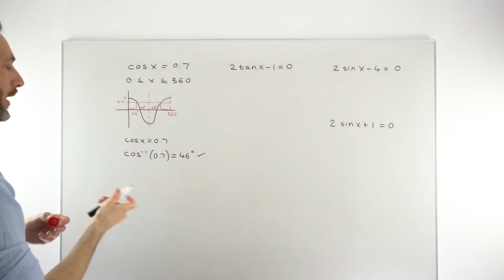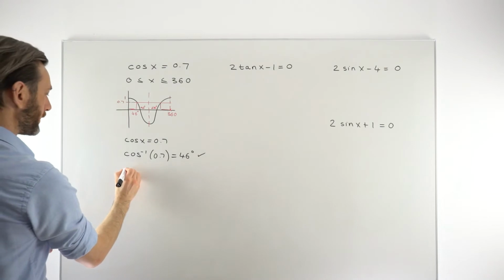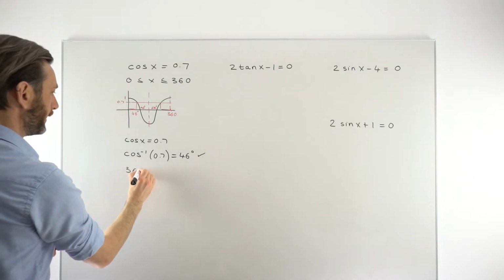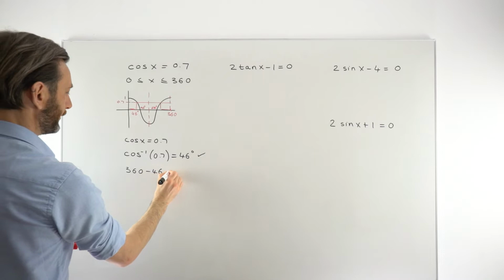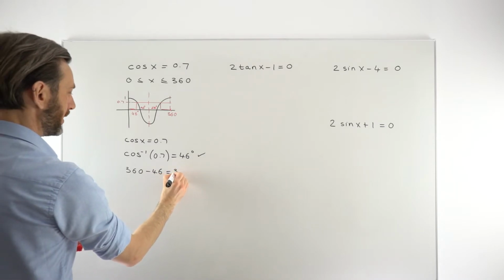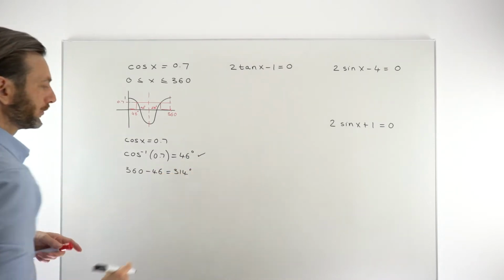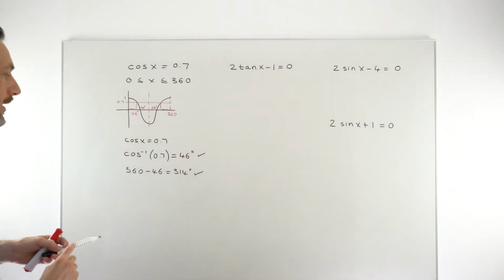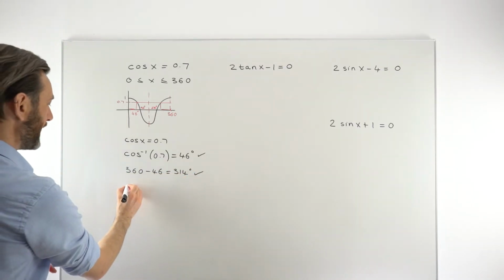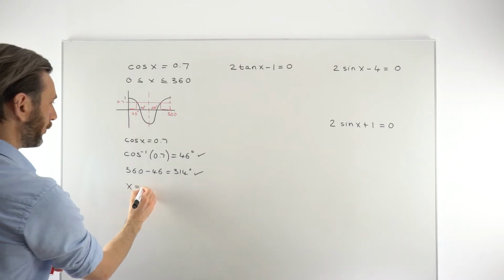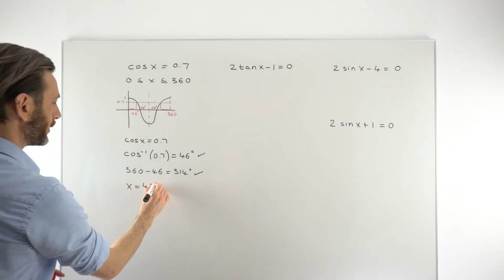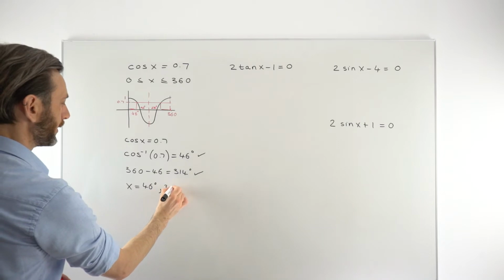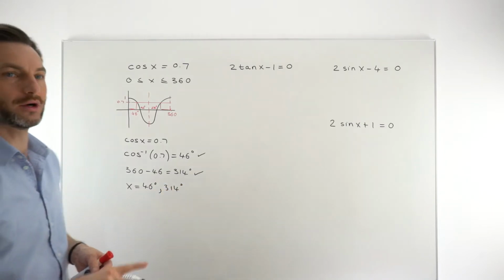So we're just going to go ahead and do 360 minus 46, and that will give us a second solution, which is 314. So these are basically our 2 solutions, 46 degrees and 314. We can go ahead and assign them to x. Remember, it's x you're trying to solve for. So x equals 46 degrees and 314 degrees. So that's your two solutions.